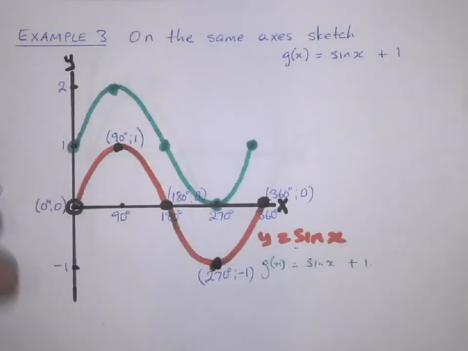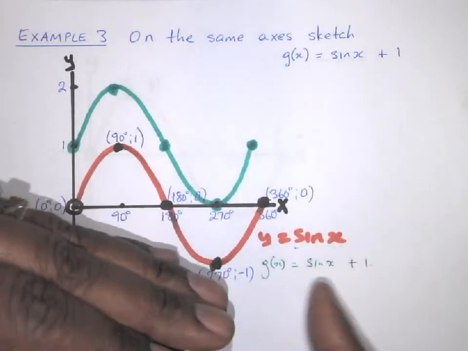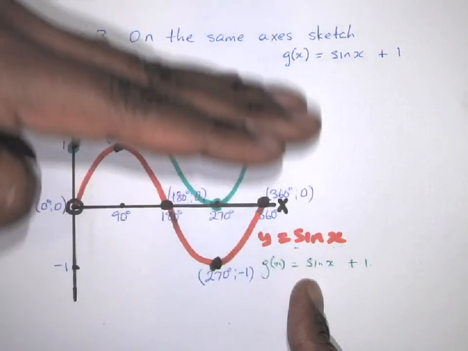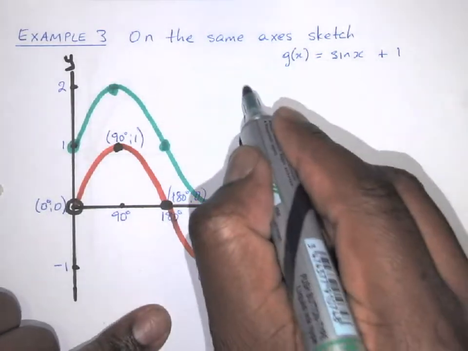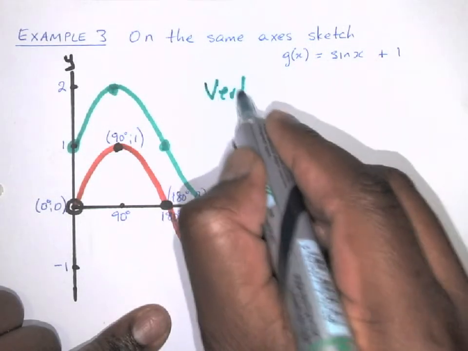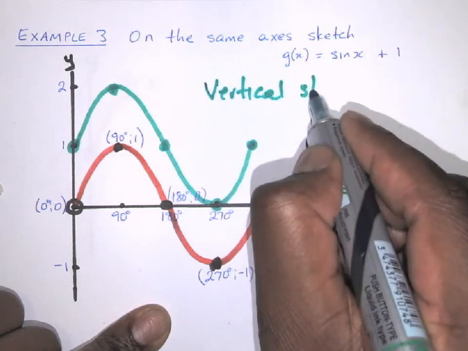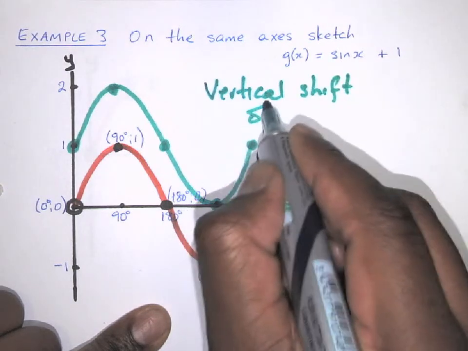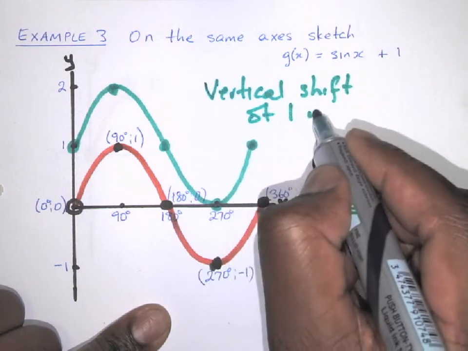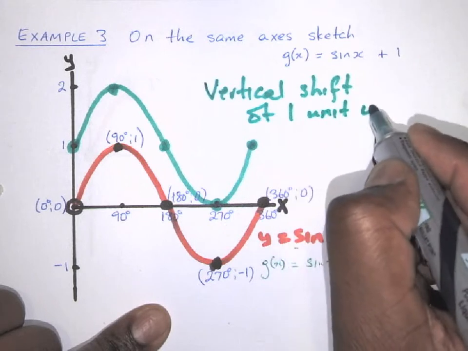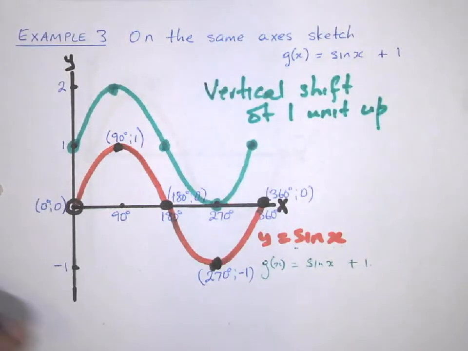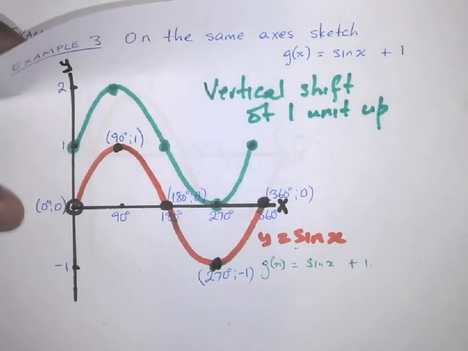Now, when you look at this one here, it's not stretched. We just shifted it by 1 unit. So we will call this a vertical shift of 1 unit, going up, because I could also shift it down by 1 unit. Okay? Now let's look at another last example.